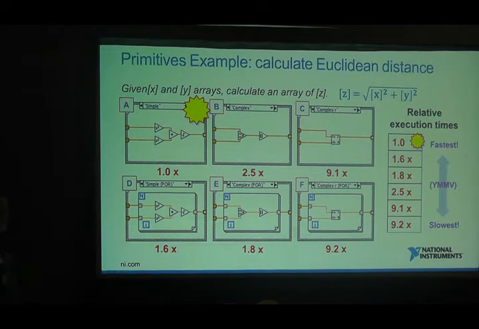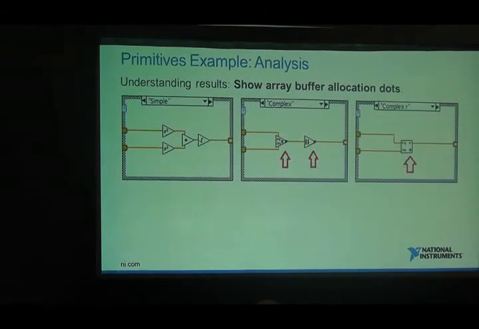So the question is, can we understand that? Why does the for loop slow this down? Why does it speed this one up, right? One thing we can look at is buffer allocations. Anybody know that menu, right? Profile, show buffer allocations. We see little dots where buffers are allocated. And if you see here, this is completely in place: the output buffer reuses one of the input buffers, so there are no additional buffer allocations, right?